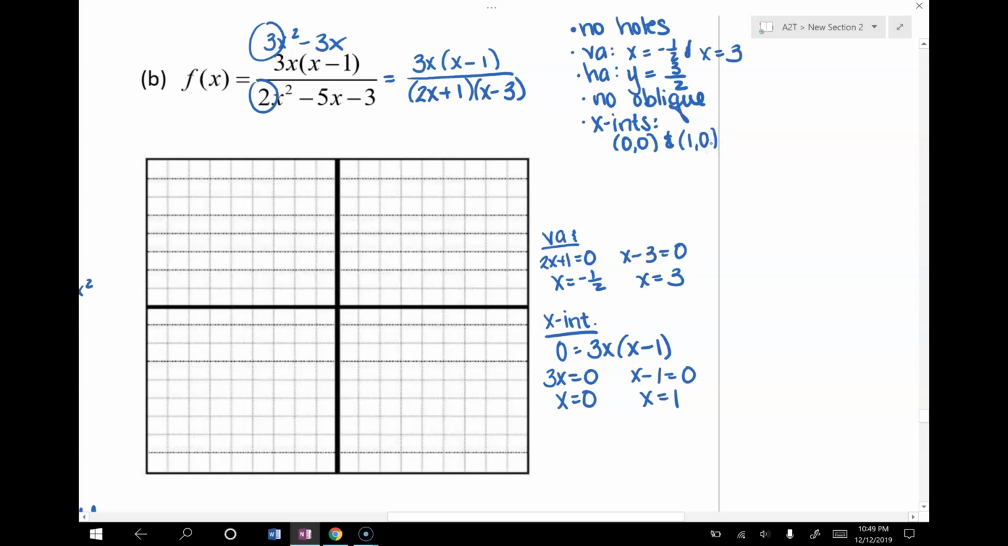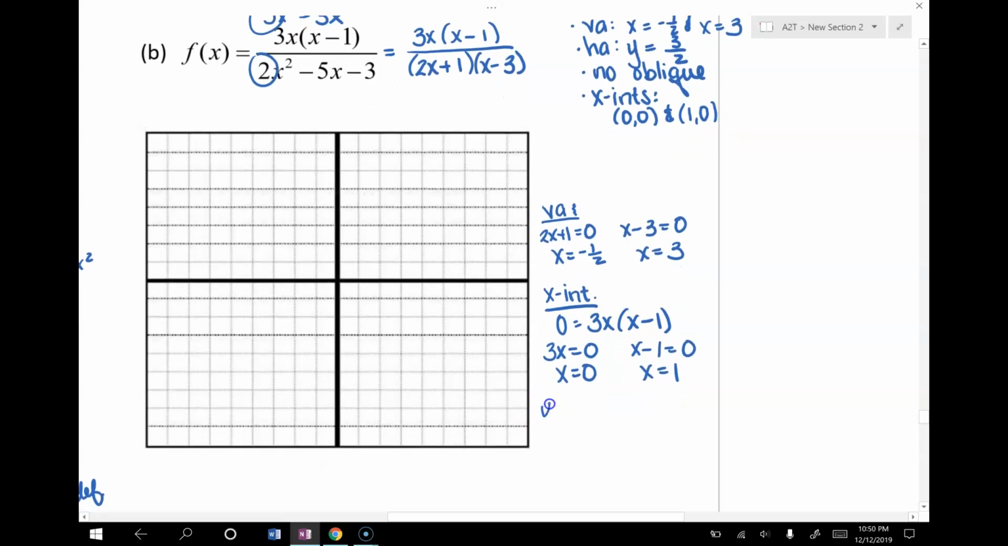You're welcome. Okay, and then for our y-intercept, we plug in 0 for x. Again, it doesn't matter what form you use. I'm going to go back to the original. 2 times 0 squared minus 5 times 0 minus 3. Immediately I can see that my numerator is going to be 0, which means that my y-intercept is also 0, 0. Sweet. Okay, so we found all of those.